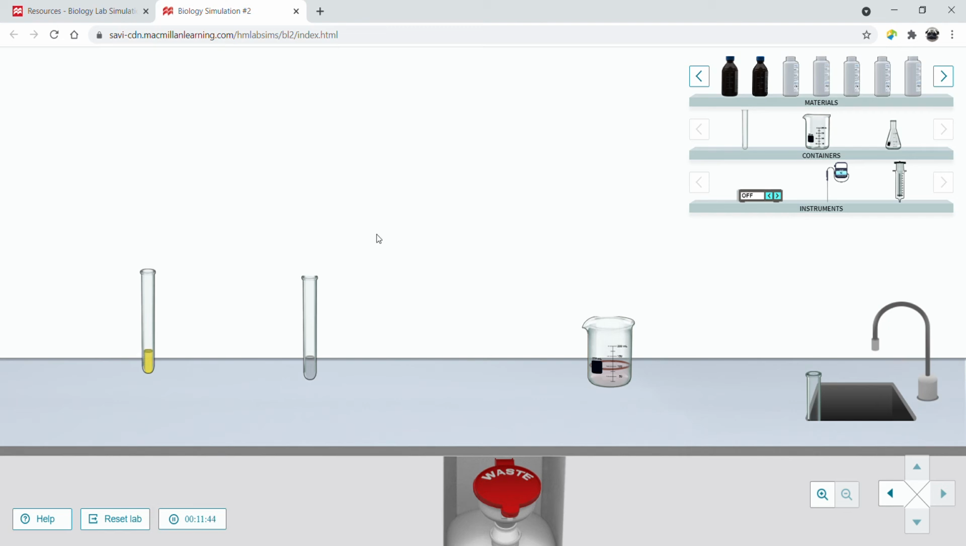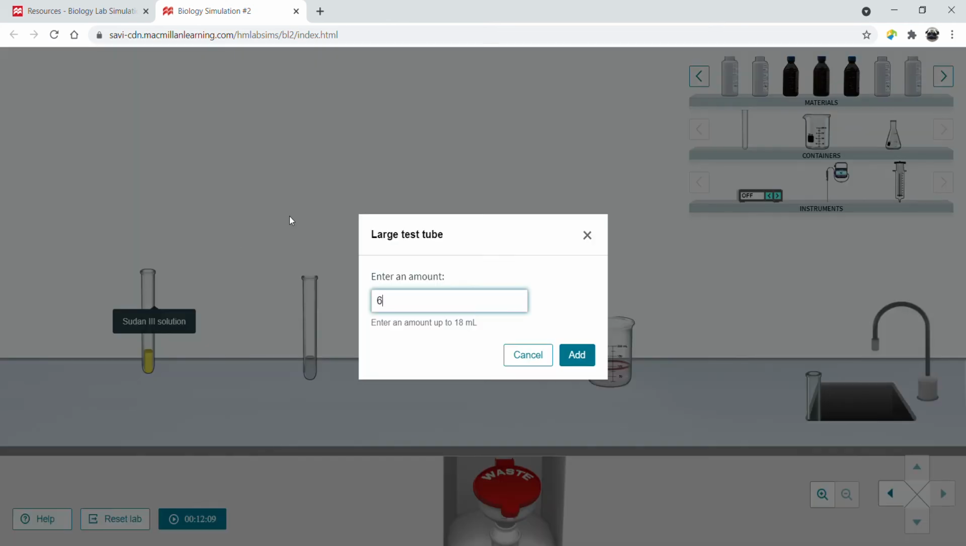You know, corn oil is kind of yellow. If you do a lot of cooking, corn oil is quite yellow. So record this in table 3. This is before the Sudan 4 is added. Sudan 3, I'm sorry, we use Sudan 4 actually in the lab, which is why sometimes I refer to Sudan 3. Okay, 4. All right, let's add 6 mLs.